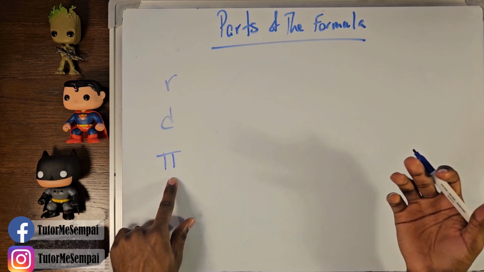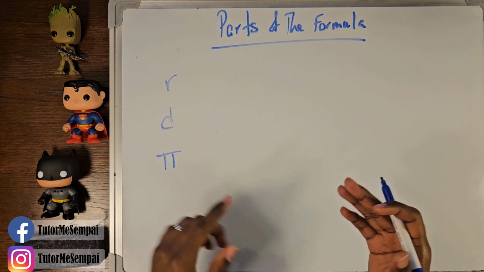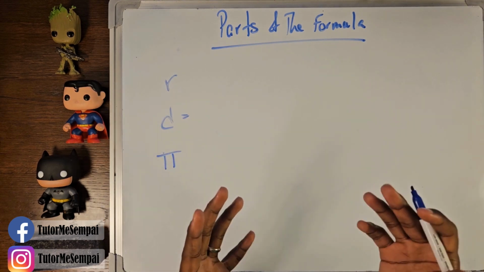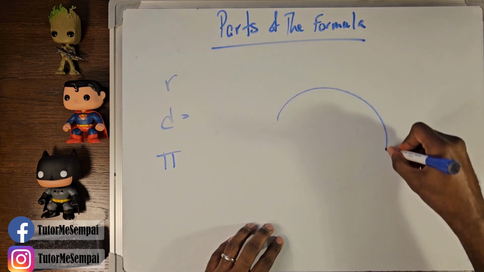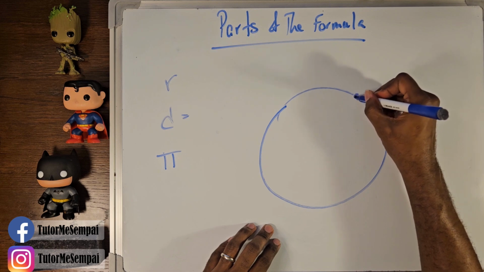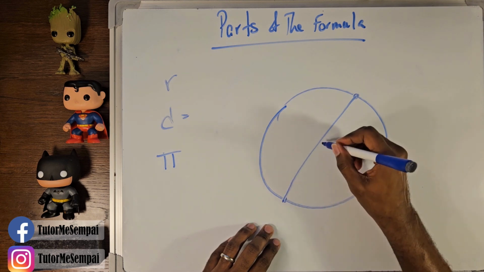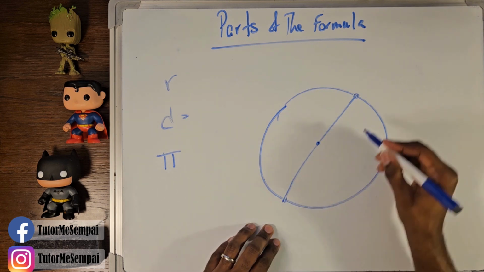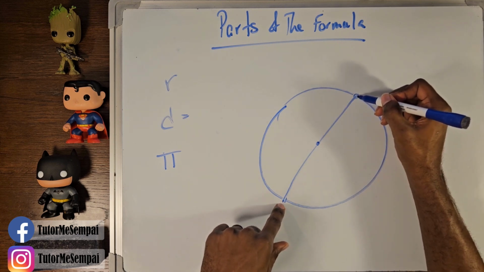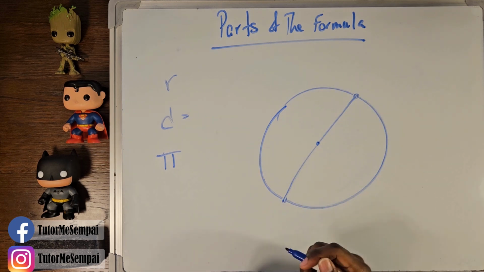But what is the diameter? If pi is the ratio between the circumference and the diameter, what's the diameter? Well, your diameter is going to be pretty much the distance, let's say we have a circle here, between 2 points on your circle that goes directly through the center of your circle. So you can think of it as a line segment that connects 2 points on your circle, but it has to go through the middle of your circle. That's your diameter.